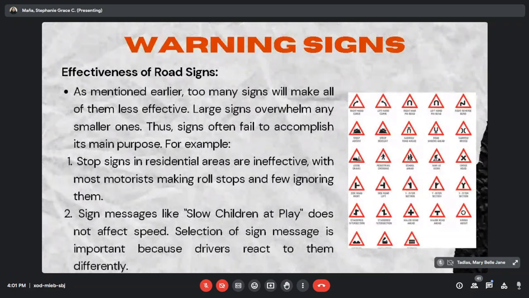So effectiveness of road signs. As mentioned earlier, too many signs will make all of them less effective, and large signs overwhelm any smaller ones. Thus, signs often fail to accomplish their main purpose. For example, stop signs in residential areas are ineffective, with most motorists making road stops and few ignoring them.